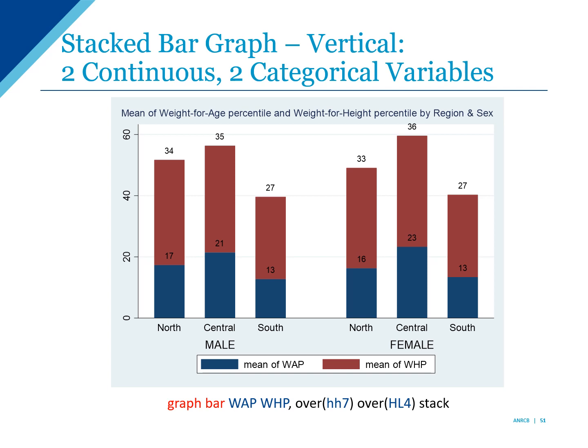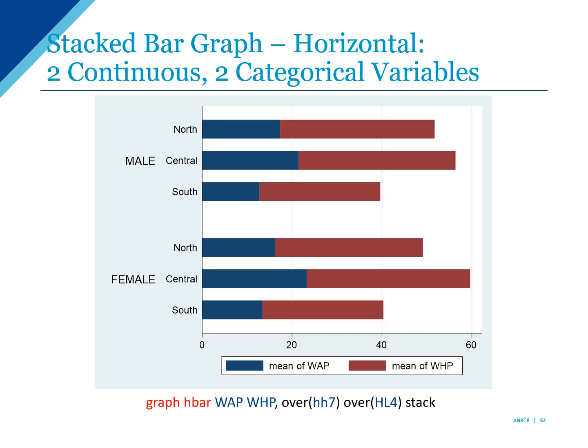Similar to the grouped bar graph in the previous slide, this is a stacked bar graph where the means of the two continuous variables are stacked in each bar rather than in separate bars next to one another. In this graph, we've also labeled the means so that you can see the value of both the weight for age percentile means in blue and the weight for height percentile means in red. This is created using the graph bar command as well, with stack to indicate stacked bars. This is the same graph, but on a horizontal scale.